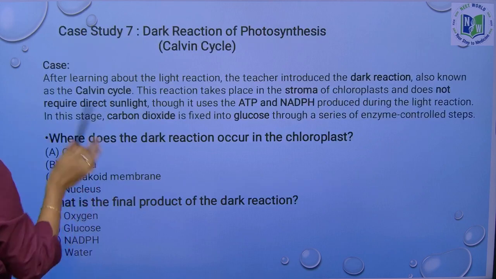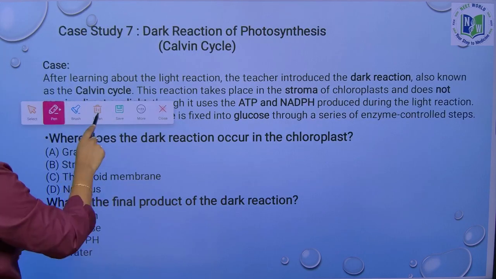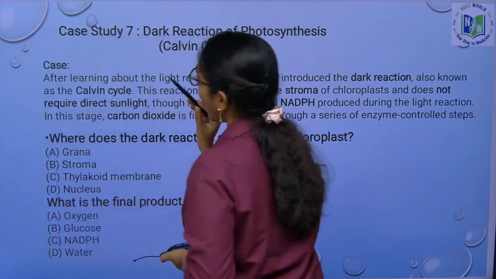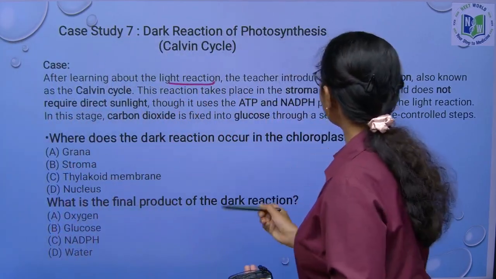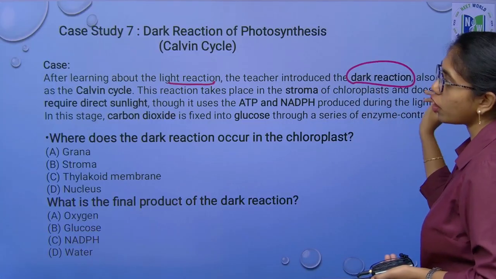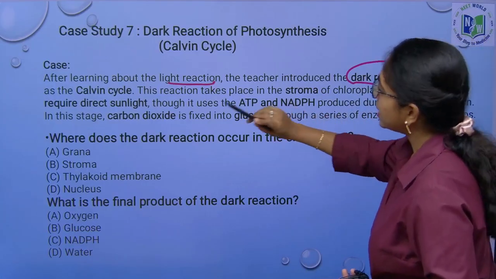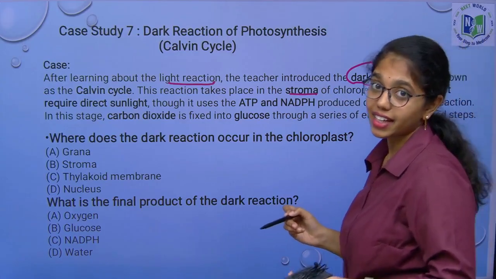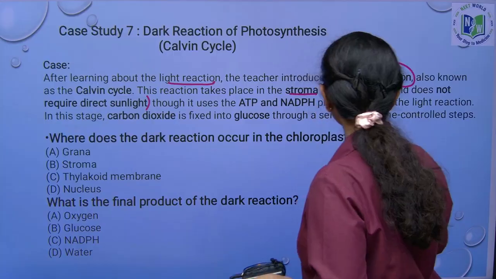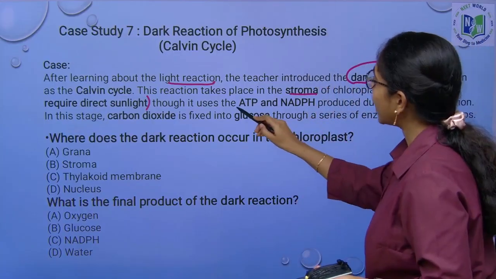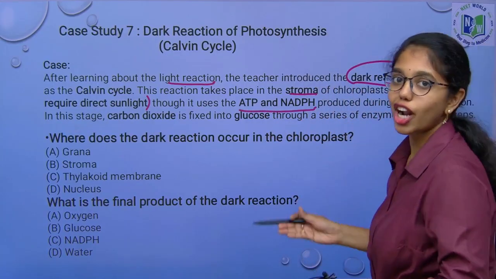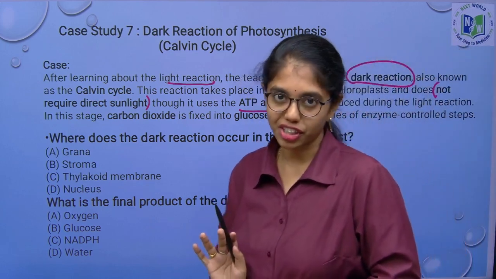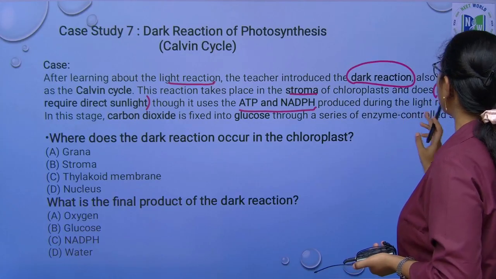Now, last case study. This case study is specifically on dark reactions of photosynthesis. After learning about light reaction, the teacher introduced dark reaction, also known as Calvin cycle. This reaction takes place in stroma of the chloroplast and does not require direct sunlight. Though it uses ATP and NADPH, it is not directly dependent on light, but is dependent on the products of light reaction, right, beta?